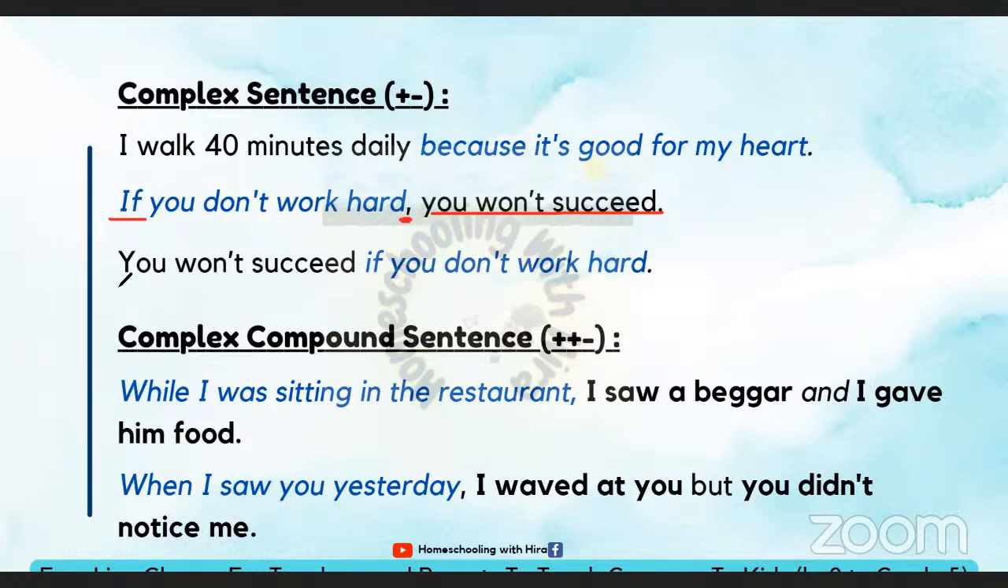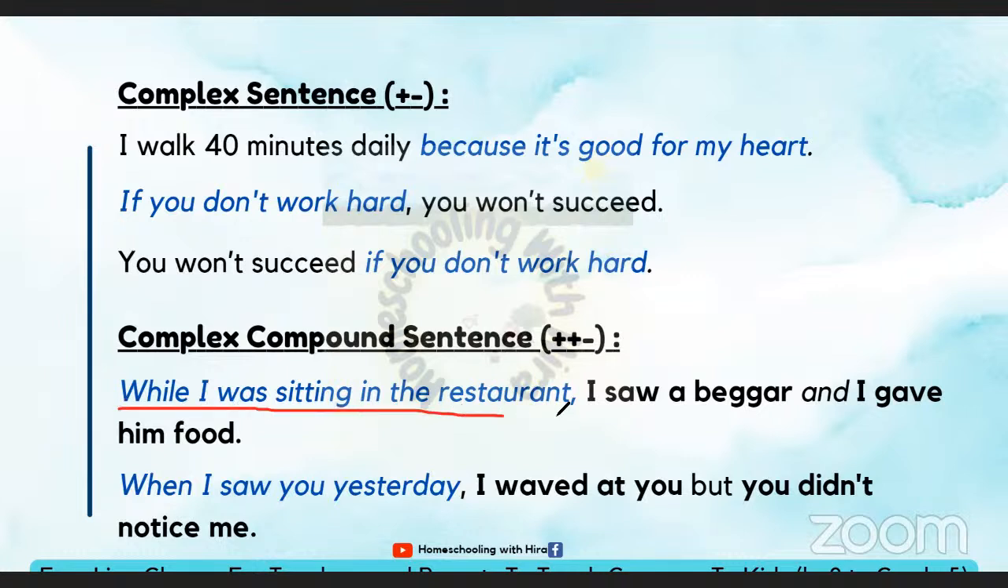लेकिन अगर आपने मेन सेंटेंस से शुरू किया है, You won't succeed if you don't work hard. अगर आपका ये जो कंजंक्शन है, सबऑर्डिनेट कंजंक्शन बीच में आई है, you don't need a comma. यहां पे अगर कॉमा लगा दिया तो भी बहुत बड़ी मिस्टेक है. ठीक है, अगर ये शुरू में आएगा कॉमा लाजमी लगाना है, अगर ये बीच में आएगा कॉमा नहीं लगाना. ओके, hope this is clear. Complex compound sentence plus plus minus, two complete sentences होंगे, एक incomplete.